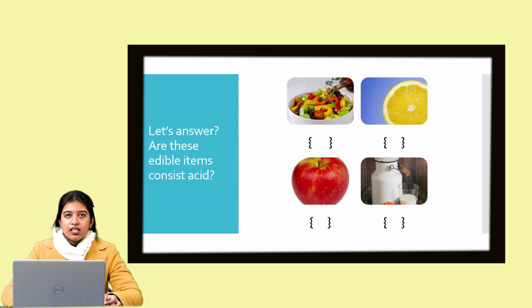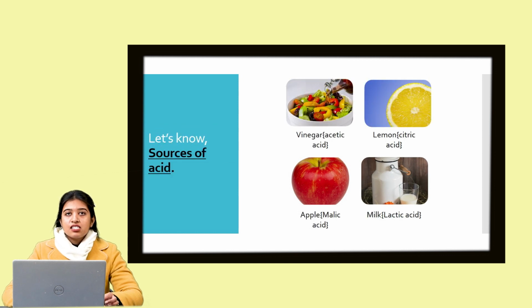So in the first image, it's vinegar, which consists of acetic acid. Then lemon, which consists of citric acid, and then the apple, which consists of malic acid. Then milk, that is lactic acid. So these are all sources of acid which are being extracted.